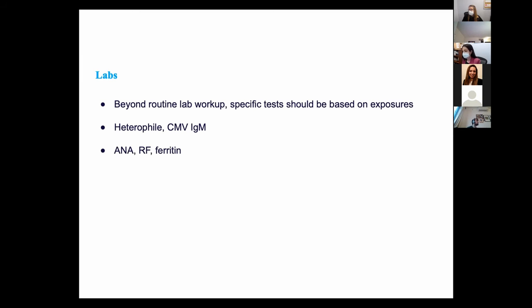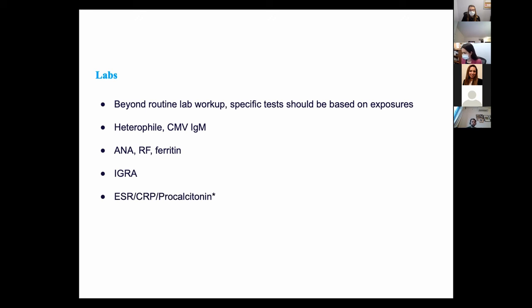ANA, rheumatoid factor, and ferritin give you clues to autoimmune or autoinflammatory diseases. Tuberculosis, so interferon gamma release assay, can be helpful. It doesn't say anything for sure, so you can definitely have a negative IGRA and still have tuberculosis. But if you do have a positive, it should move TB up on your differential, I should say.